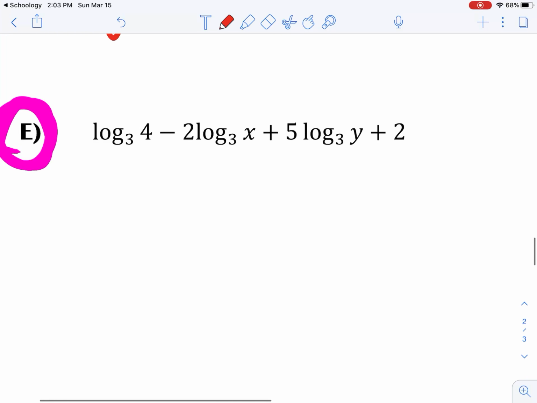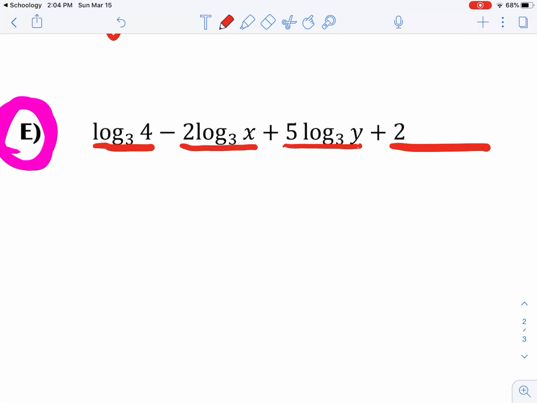What you should notice that's different about this is that this is a log base 3 of 4. This is a 2 log base 3 of x. This is a 5 log base 3 of y. It's not y plus 1. If this was y plus 1 like this, it'd be just like the ones that we've been doing, but it's not. So this right here is not a logarithm.